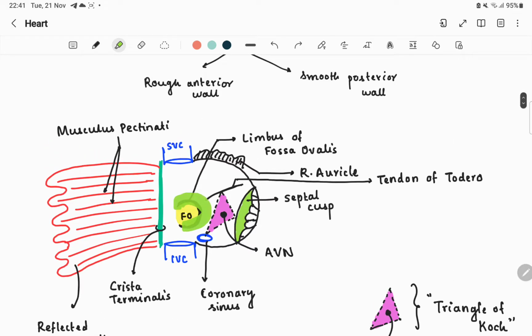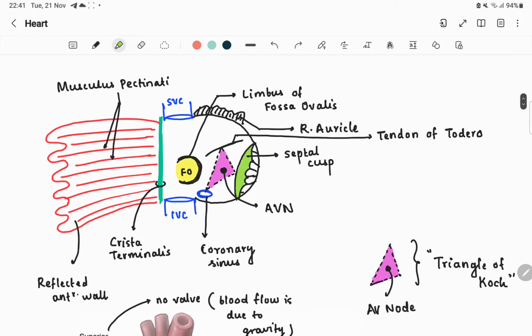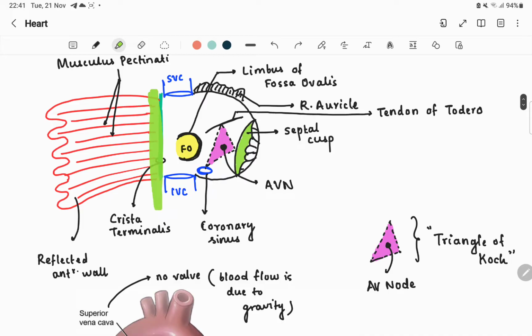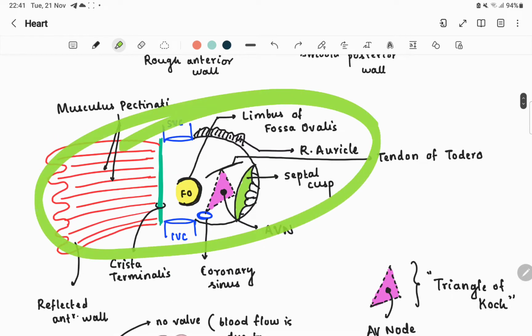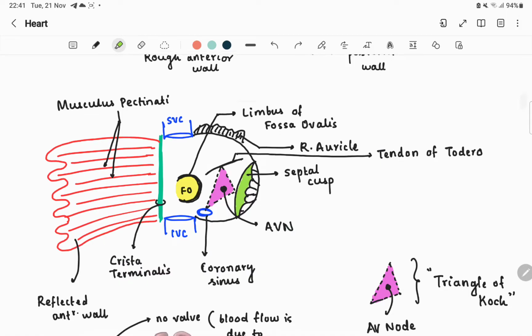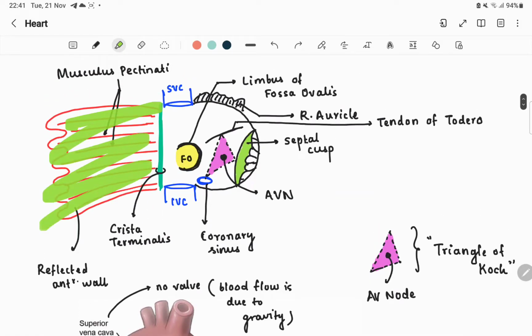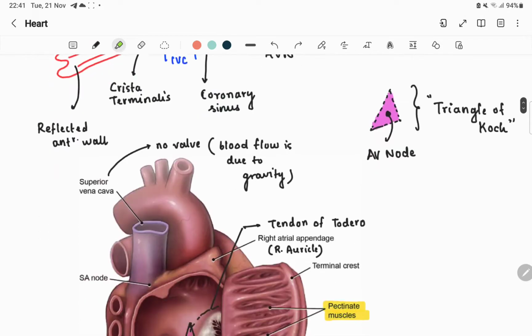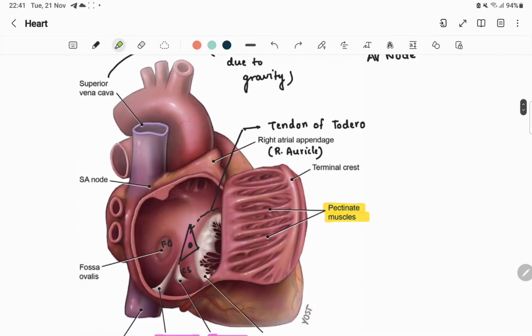And this is the fossa ovalis. And here we have the limbus of the fossa ovalis. Then we have a septal cusp here, and the AV node is present over here, and the opening of the coronary sinus is just at the edge of this triangle of Koch. And this part is called the crista terminalis. This diagram will also be discussed in your embryology part, so it is important. And this is the reflected anterior wall. Understood? So let's move on to the real time section.